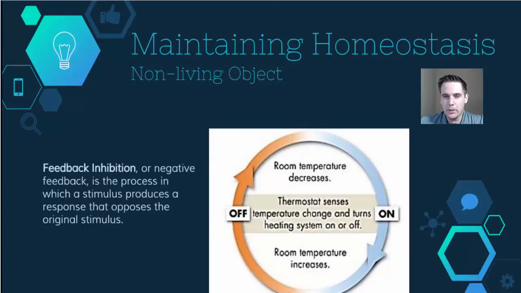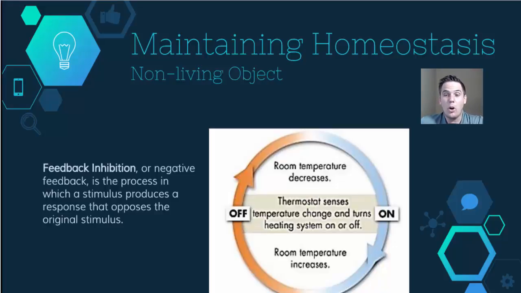But before I get too deep into examples, let's clarify further what homeostasis is. Again, it's maintaining balance. And how it maintains balance is through something that's called feedback inhibition, or negative feedback. This is the process in which a stimulus is something that gets you excited, gets you scared, something that causes a reaction. Any reaction at all caused by something that's happening to you, that thing happening to you is stimulus. So when stimulus produces a response that opposes the original stimulus.